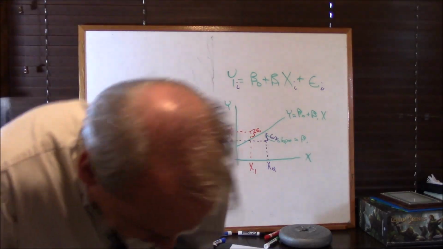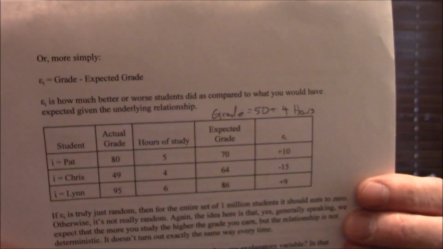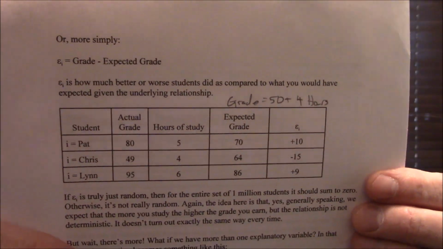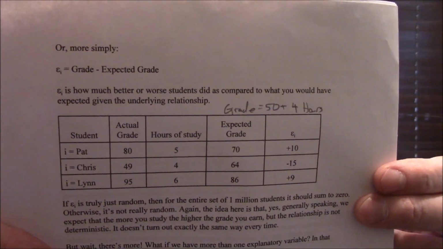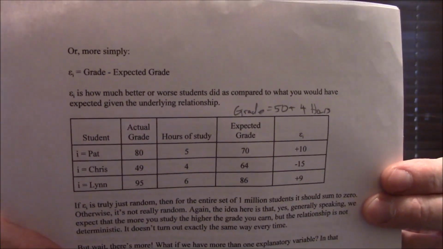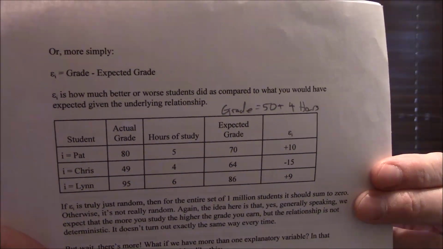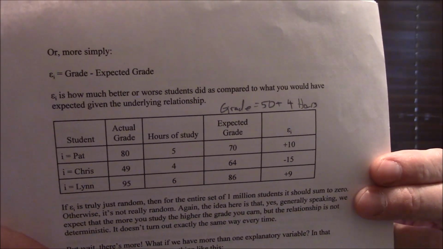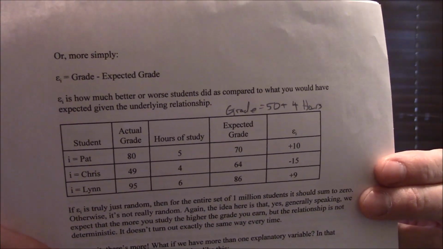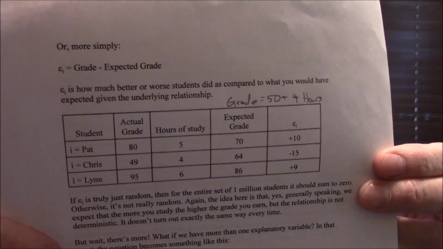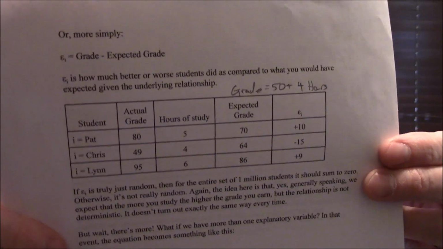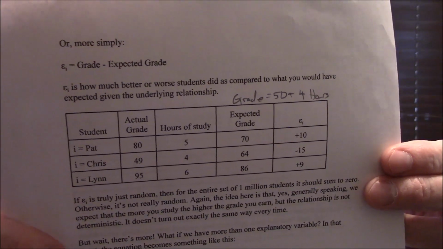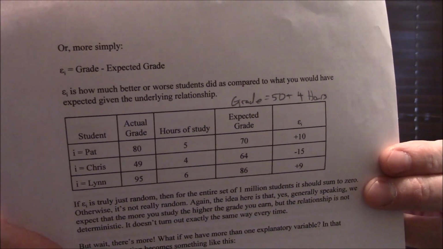Now again, we're trying to understand this stochastic error term. Let's say the relationship that we asked God about, and God said, well, it's 50 plus 4 times hours. So Pat, how many hours did they study? 5, so they should have earned a 70. That's the expected grade. We expected Pat to earn a 70 because Pat studied for 5 hours. 4 times 5 is 20, plus 50 is 70.